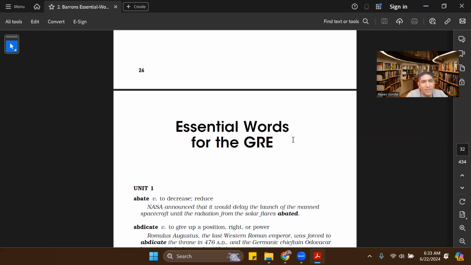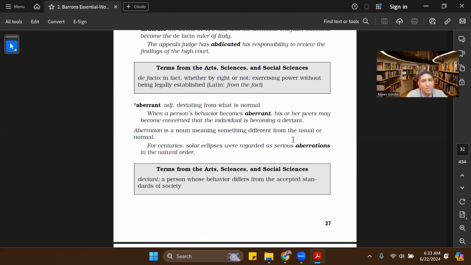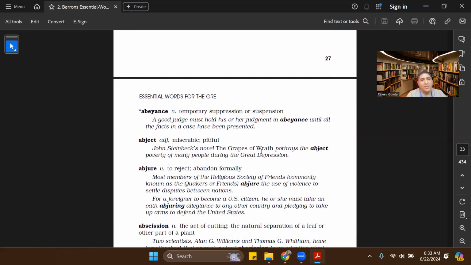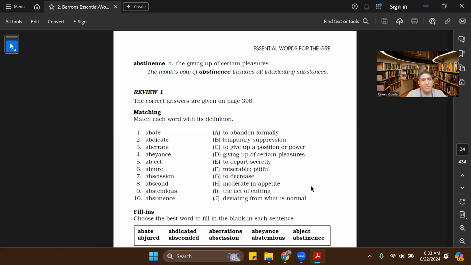Look at this. Let's go back. You can always go back in case you are not sure. Abjure was here. This is what abandon formally. Most members of the religious family abjure the use of violence. So abjure means abandon formally, not doing it. And what was that? Abdicate. Abdicate is to renounce and go away, give up a position of power.